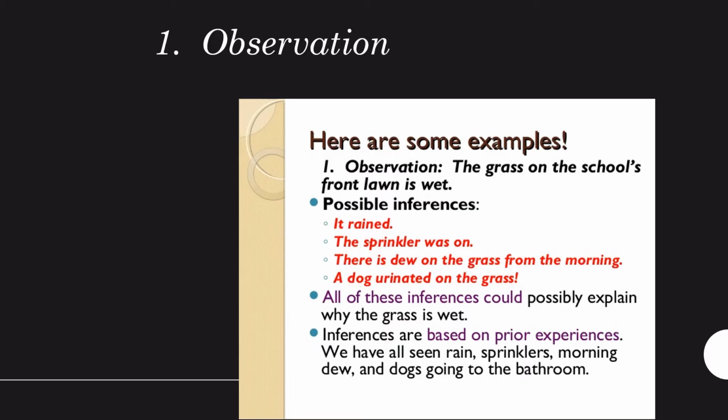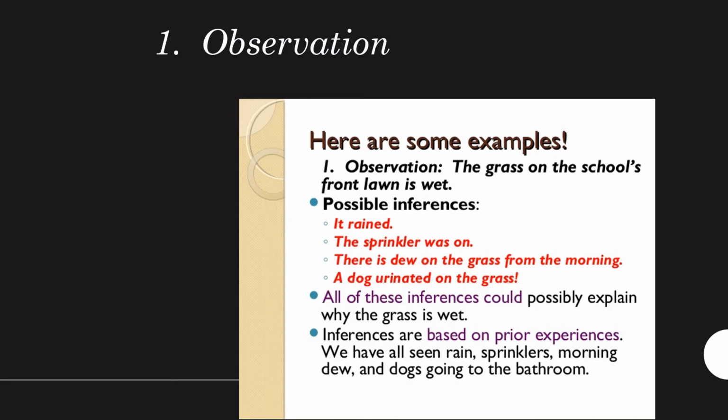Okay, so like I said, we're going to start with observations, and we're going to use all of our senses to do these observations, but then we also can further those observations using equipment, such as a microscope or a telescope, something like that. But here are just some easy examples of observations. So if we observe that the grass on the school's front lawn is wet, we naturally start to make inferences that we can then start working into a hypothesis.